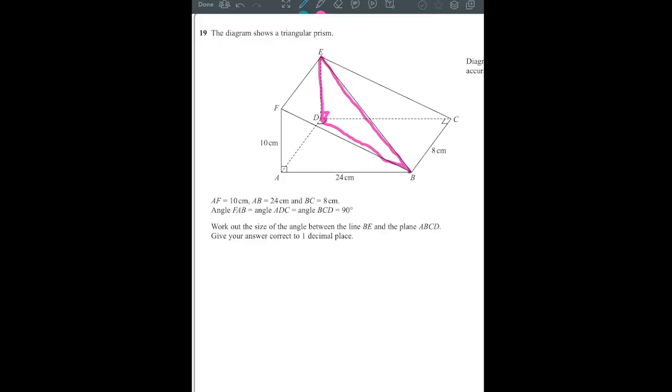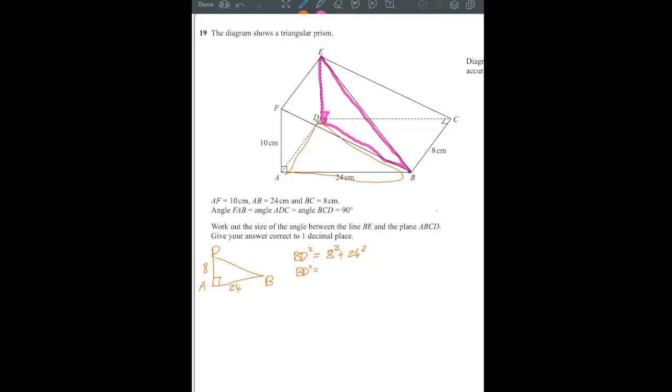Now in BDE, we know DE is 10, but that's the only thing we currently know. So let's try and work out a different side. And probably the easiest is by using the triangle ADB. Good exam technique, draw out the triangle that you're using. It makes it very obvious to anyone looking at your work, particularly your examiner, what you are doing and therefore gives you the marks a lot quicker.